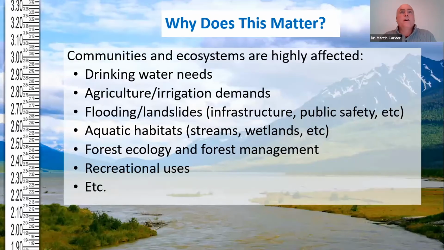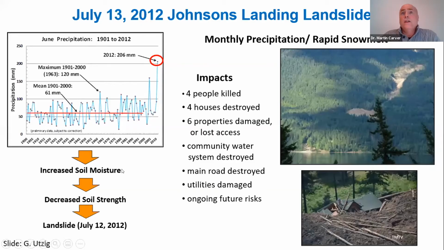So why does all this matter? Well, I think it's probably pretty clear to you by now that it matters a lot because communities and ecosystems are highly affected by these water dynamics. Drinking water needs, agriculture, irrigation demands, flooding and landslides have consequences for infrastructure and public safety and other things. Many implications for aquatic habitats, forests and forest management, recreational uses, and the list goes on. There are so many reasons why these changes matter and why it's important to know about the changes. Here are two examples.